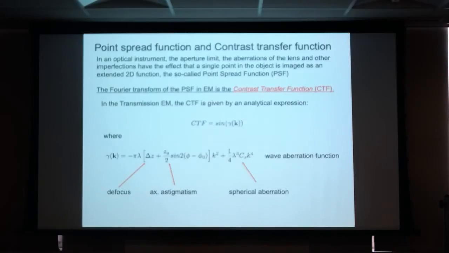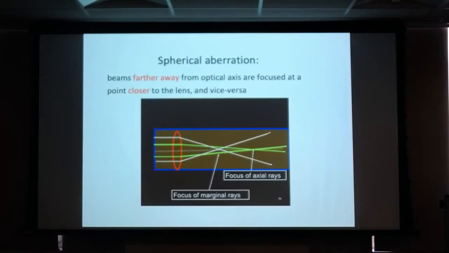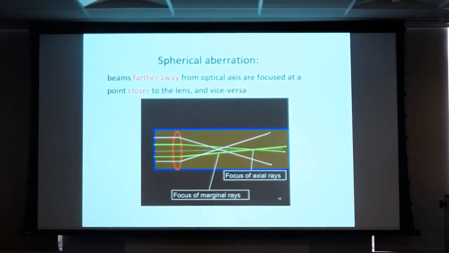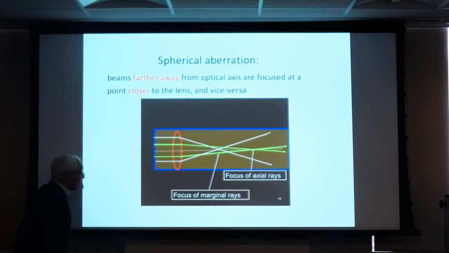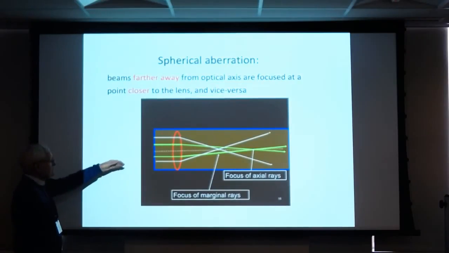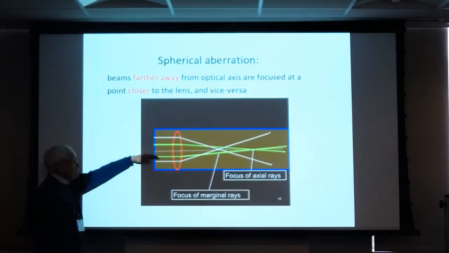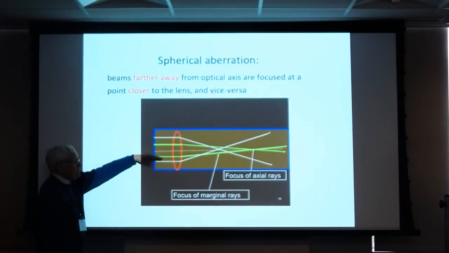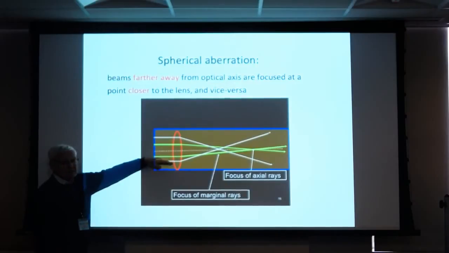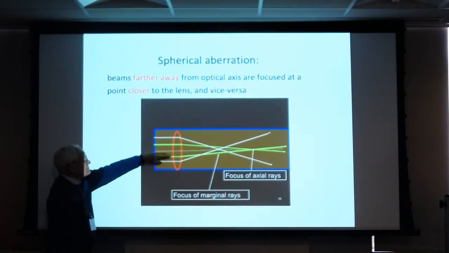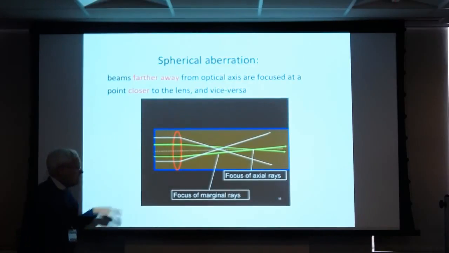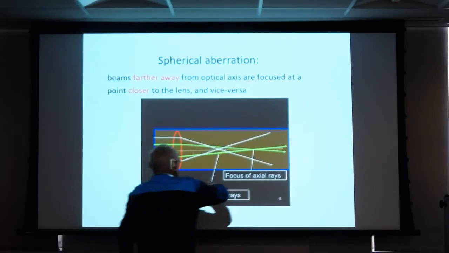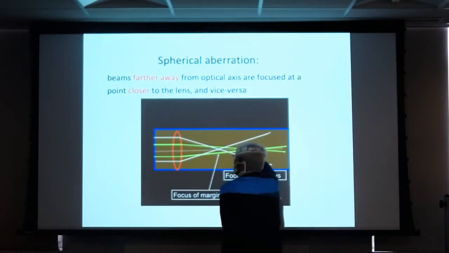Okay, here we have the different terms. Now, just to explain the spherical operation. The lens in electron microscopy is very peculiar in that the focal length depends on where exactly the beam intersects in the lens. If it intersects very close to the optical axis, then the focus is far away from the lens.